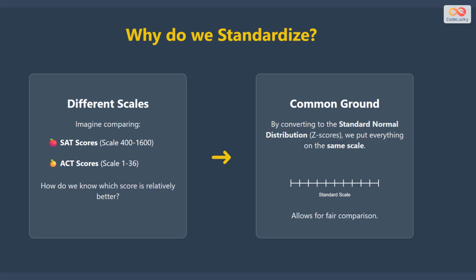You might ask, why do we need this? Imagine you have SAT scores on a scale of 400 to 1600 and ACT scores on a scale of 1 to 36. Comparing them directly is like comparing apples to oranges. By standardizing, we convert both onto the same, standard scale. This allows us to see which score is relatively better compared to its own group.